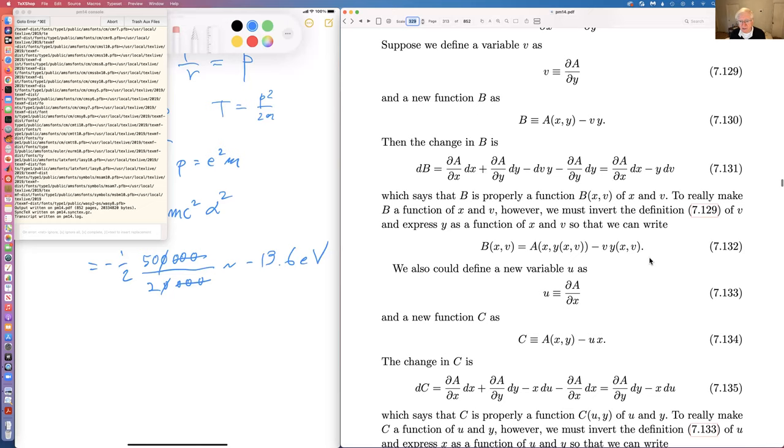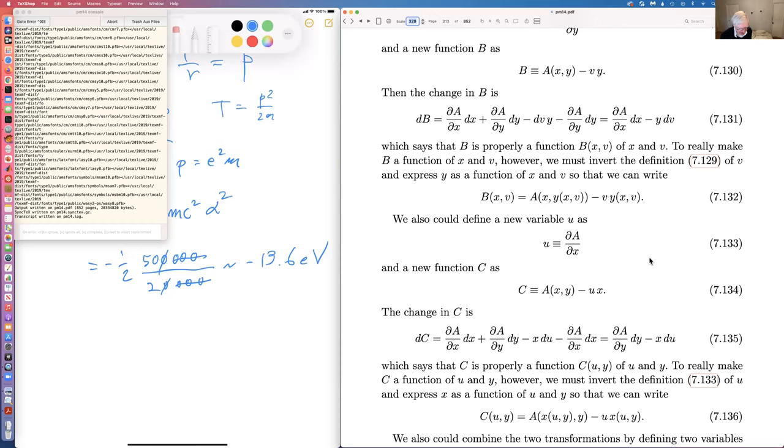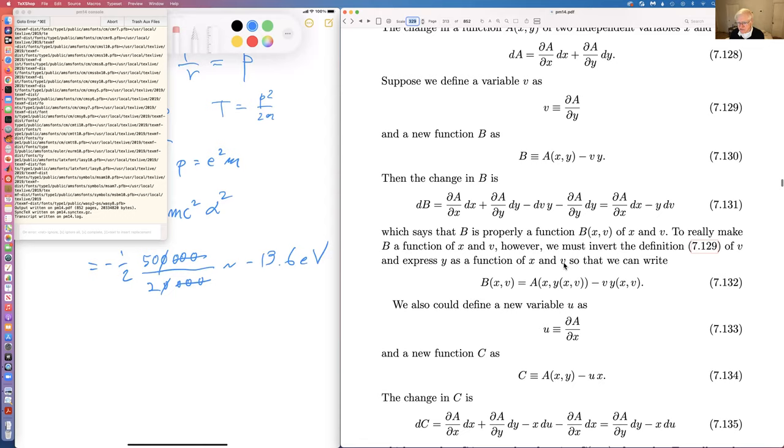So that's the basic idea of Legendre transformations. And they're especially useful when the inversion of the expression of y in terms of x and v is easy. And in ordinary non-relativistic mechanics, in ordinary free field quantum field theory, anyway, this whole area of physics, this inversion is very easy. And so the Legendre transform is very effective.